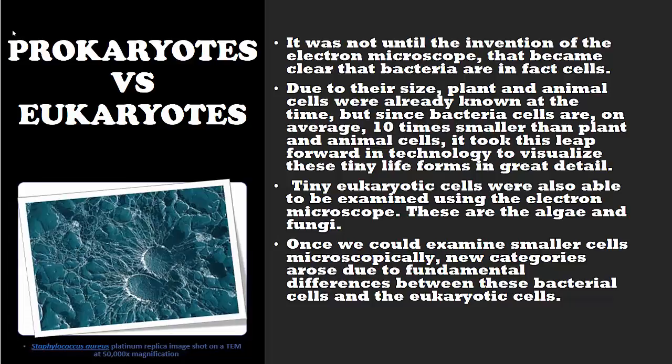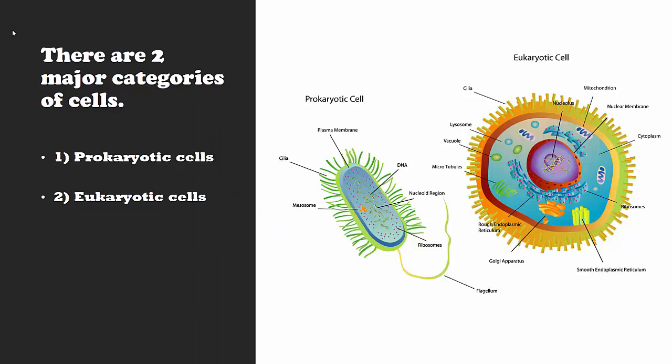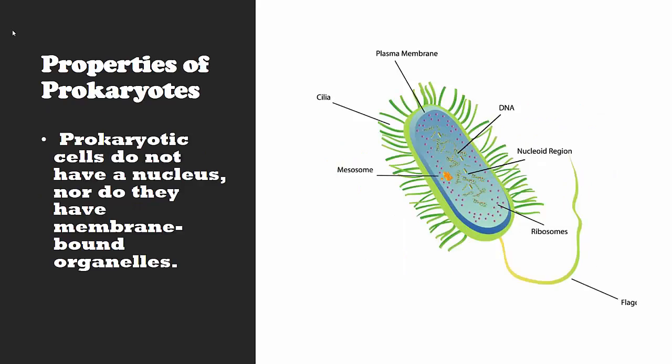Tiny eukaryotic cells were also able to be examined in more detail using the electron microscope, including the algae, fungi, and protozoa. Once we could examine smaller cells microscopically, new categories arose due to fundamental differences between these bacteria cells and the eukaryotic cells. Cells can be separated into two categories: prokaryotic cells and eukaryotic cells. Prokaryotic cells do not have a nucleus, and they do not have membrane-bound organelles.